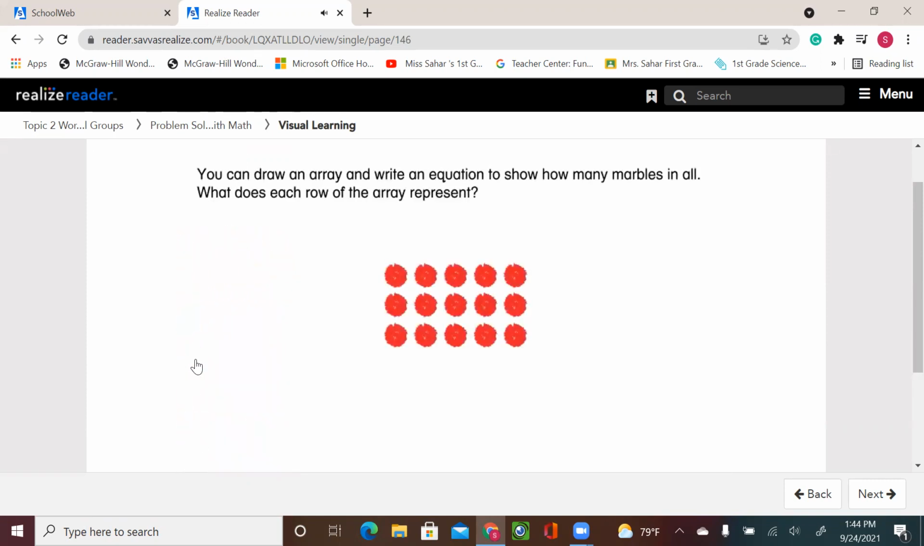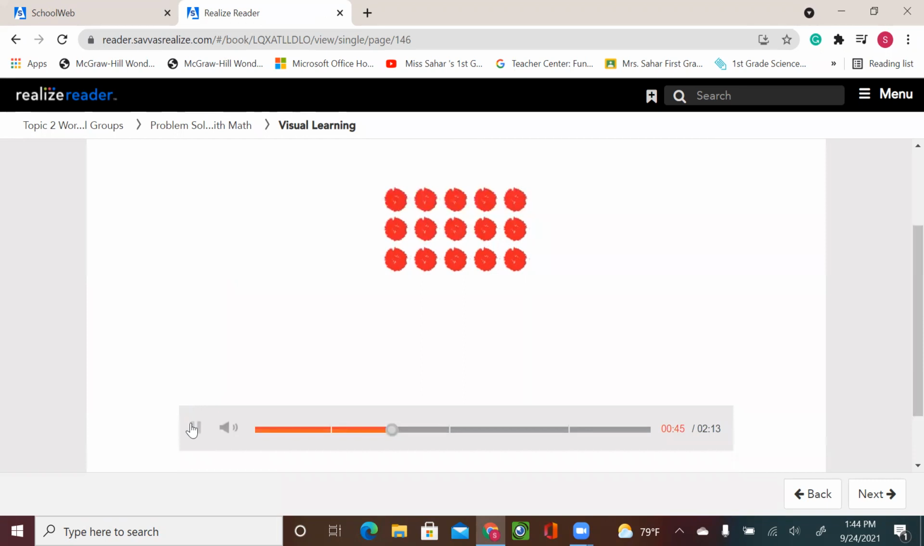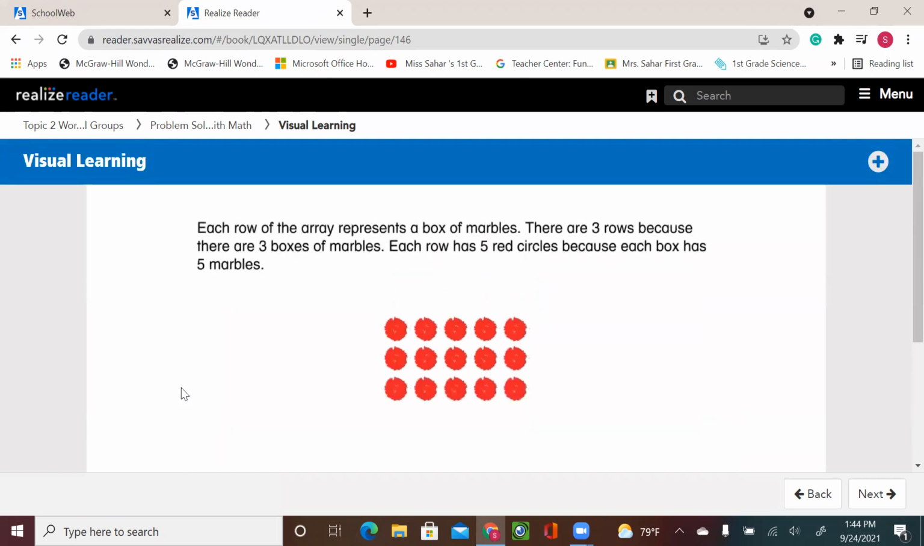You can draw an array and write an equation to show how many marbles in all. What does each row of the array represent? Select your answer. All right. Each row of the array represents a box of marbles. There are 3 rows because there are 3 boxes of marbles. Each row has 5 red circles because each box has 5 marbles.